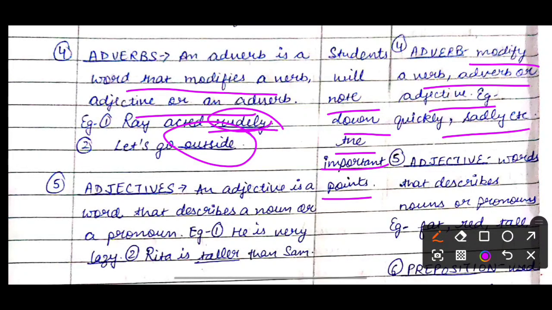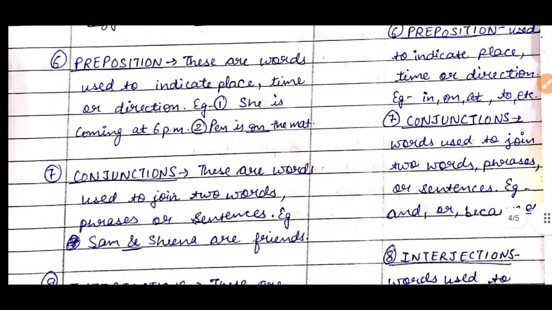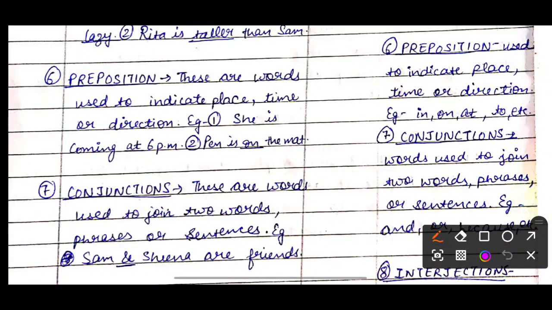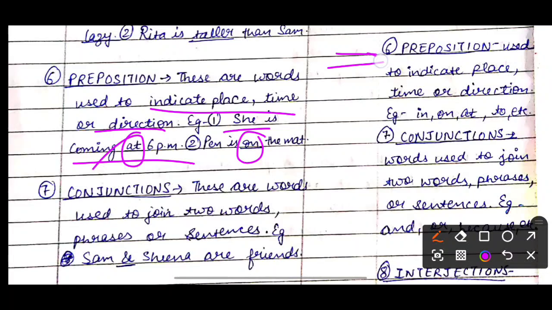Okay. Next comes adjectives. So what is an adjective? An adjective is a word that describes a noun or a pronoun. We'll give them examples. He is very lazy. So lazy is an adjective. Rita is taller than Sam. This word is describing the noun, so it is an adjective. After that, next is preposition. What are prepositions? These are words used to indicate place, time, or direction. For example, she is coming at 6 p.m. So, at is a preposition. Pen is on the mat. On is a preposition. Same thing here, we'll write the definitions. I am not repeating it. You can note it down.